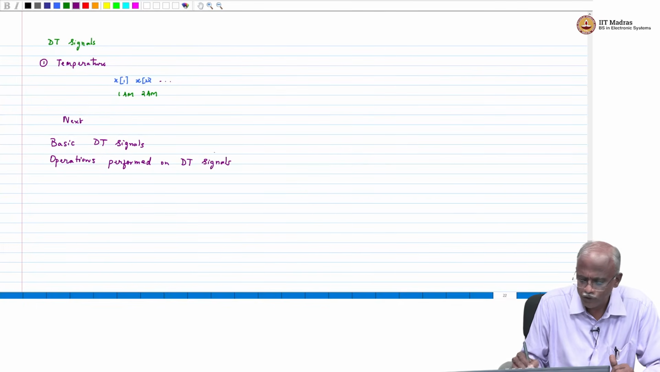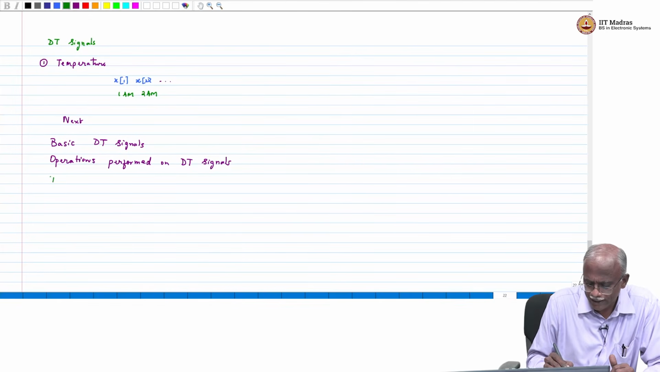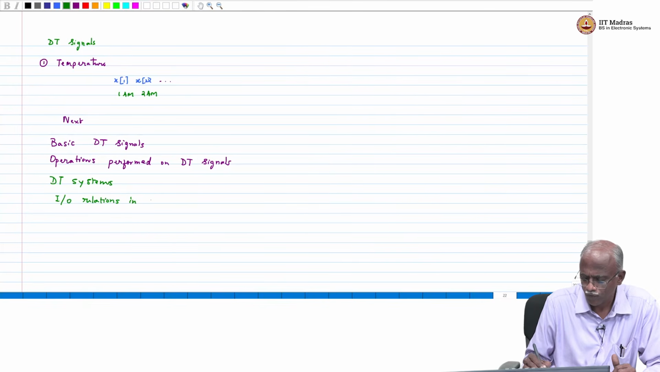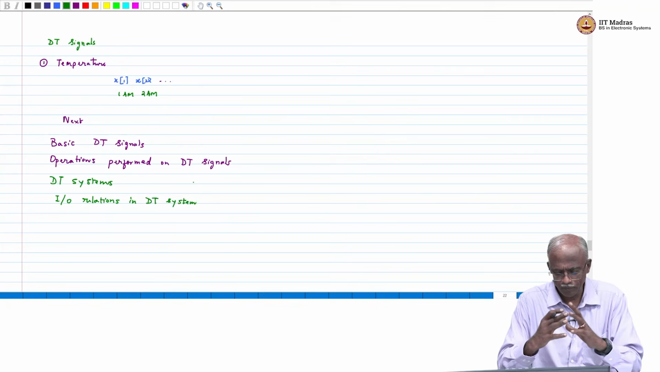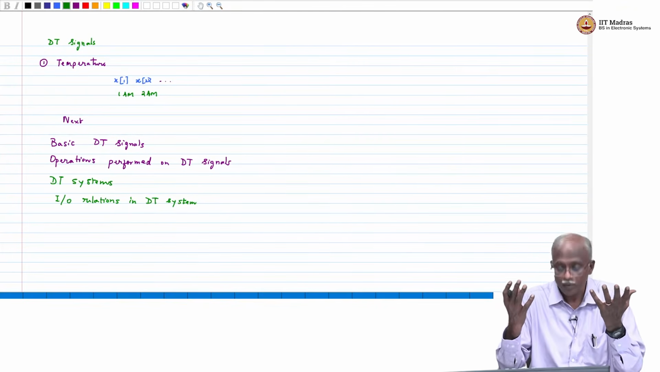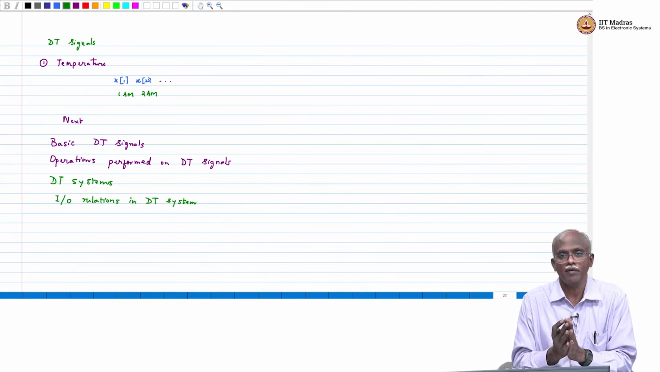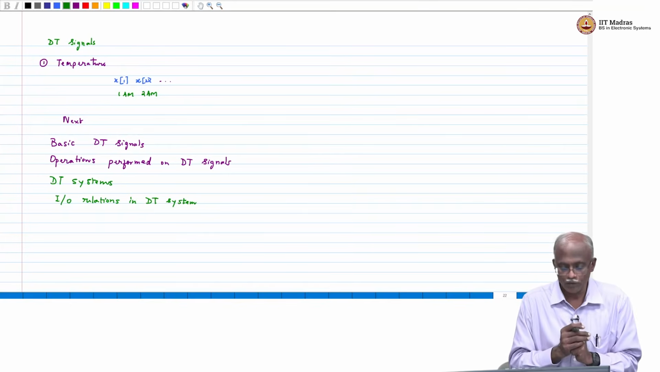We will then also move on to discrete time systems. Okay, and then input-output relations of discrete time systems. Okay, so this would be our next module of study, and this will open up for us a very rich set of tools that we can start to develop and we can work with in the context of discrete time signals.